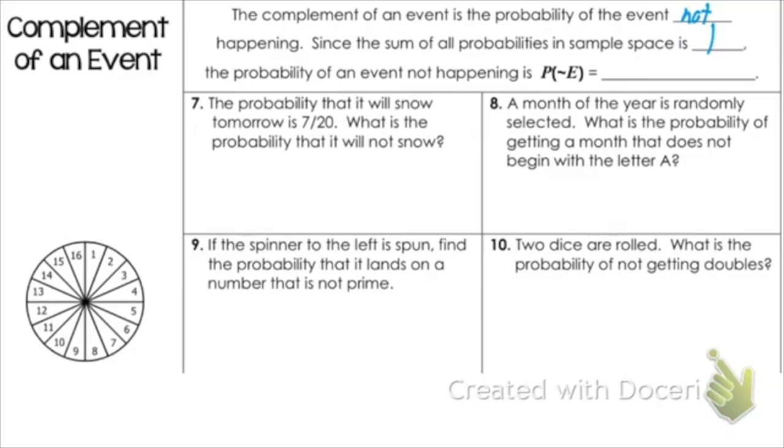The probability of an event happening was just P(E). The probability of an event not happening is going to be this little squiggly E. That squiggly is going to mean not. Okay? So it's going to be 1 minus the probability of it happening. So if you take 1 and you subtract the probability of an event happening, you get how likely it is for it to not happen.